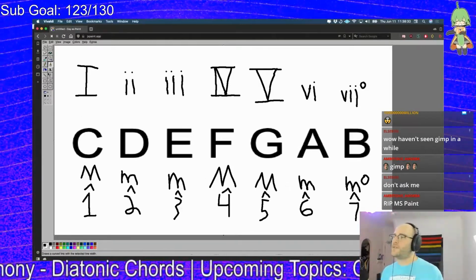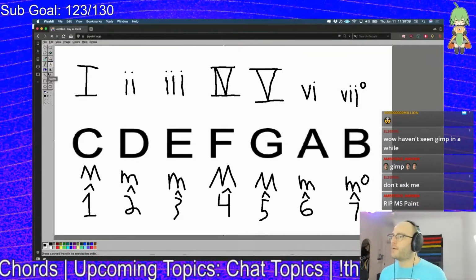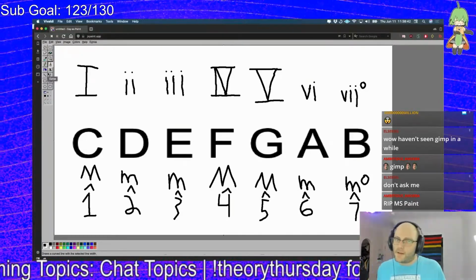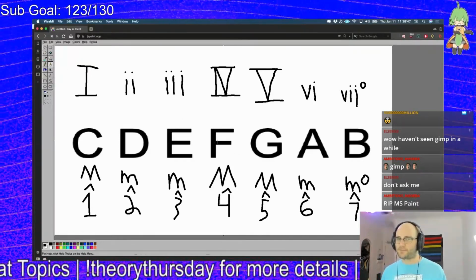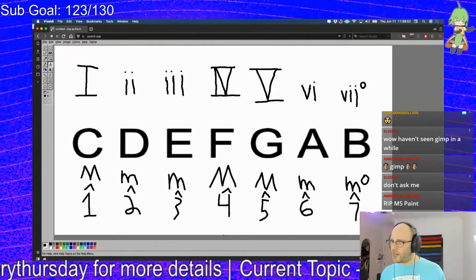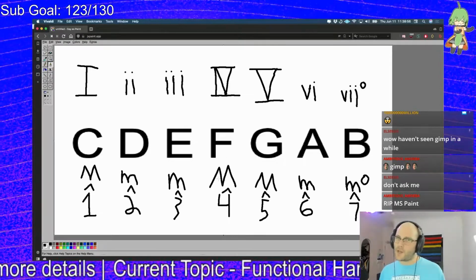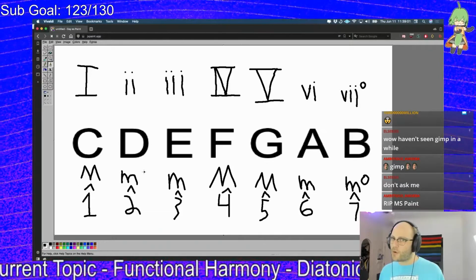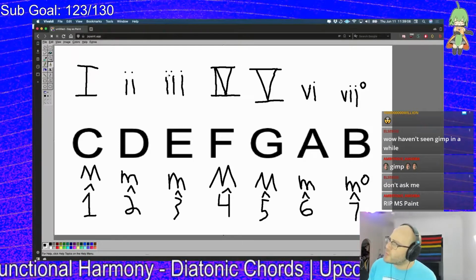Now comes the really annoying, stupid, boring dictionary part. Because if I was trying to refer to this, I could say the 4, but am I talking about the 4th scale degree or the 4 chord? Am I talking about the 3rd scale degree, the 3rd of the chord, or the 3rd chord? Which one do we use?